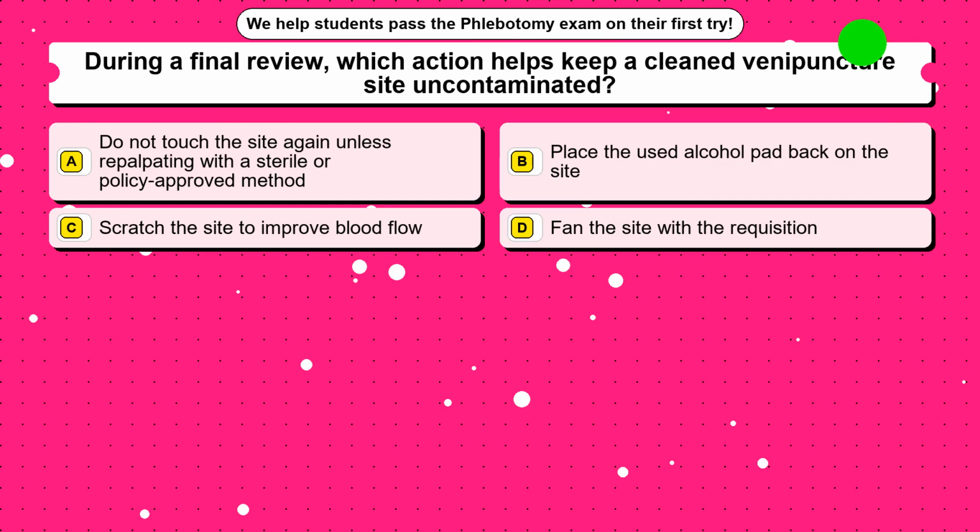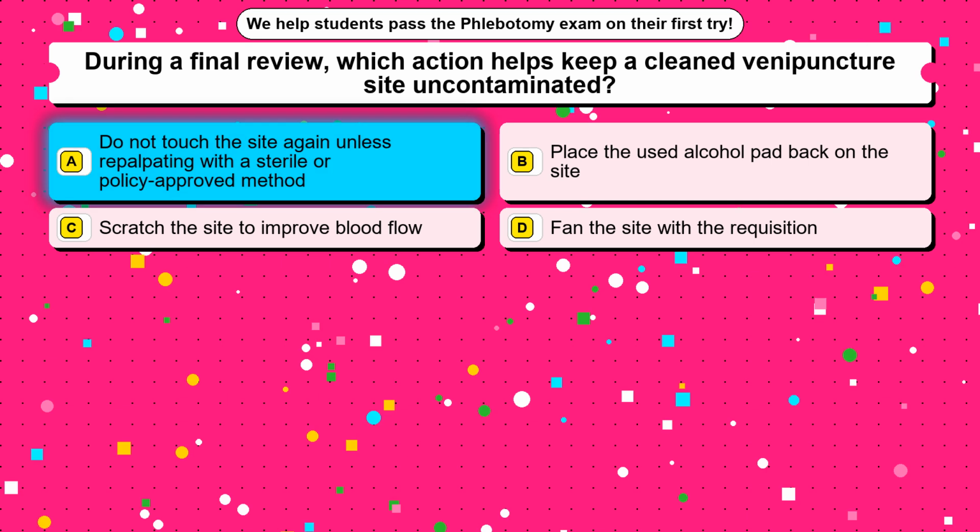Question 4. During a final review, which action helps keep a cleaned venipuncture site uncontaminated? Option A. Do not touch the site again unless repalpating with a sterile or policy-approved method. Option B. Place the used alcohol pad back on the site. Option C. Scratch the site to improve blood flow. Option D. Fan the site with the requisition.